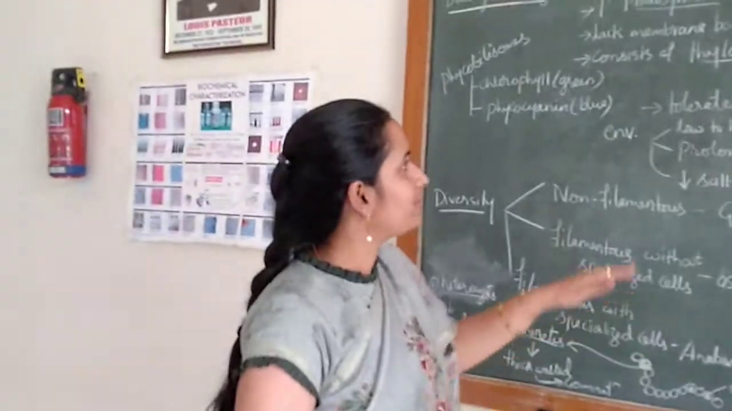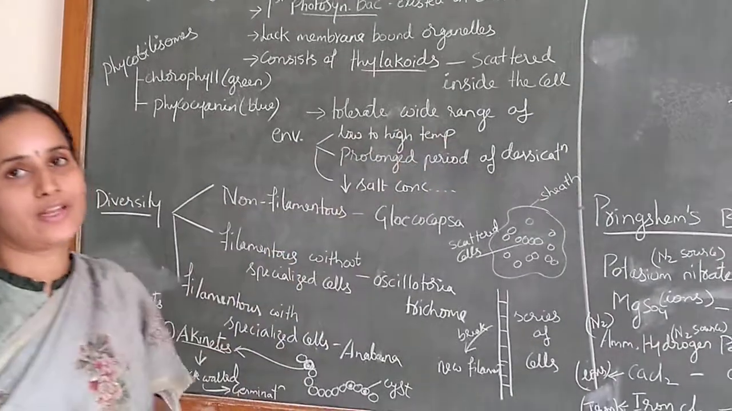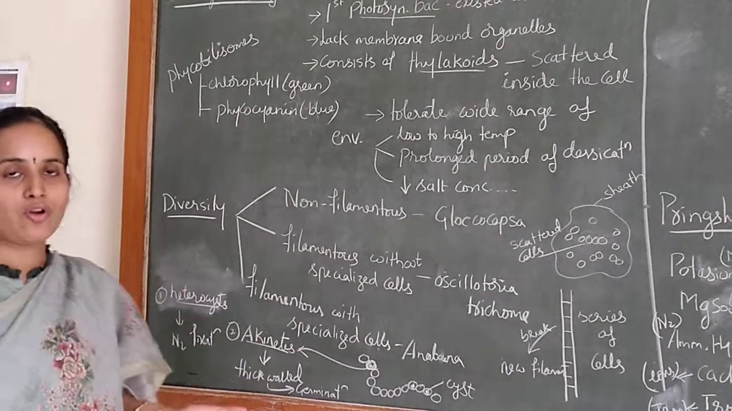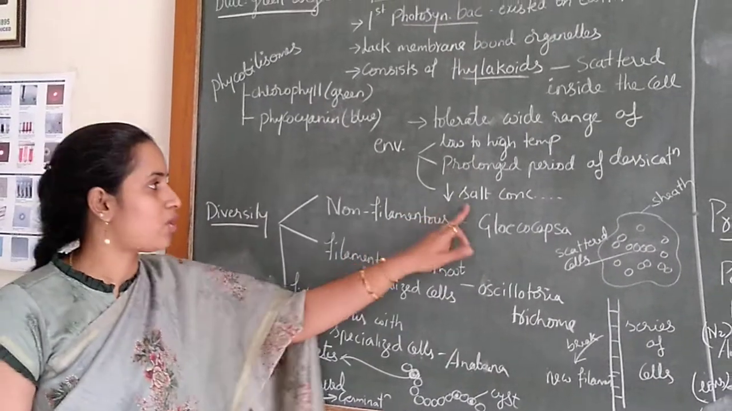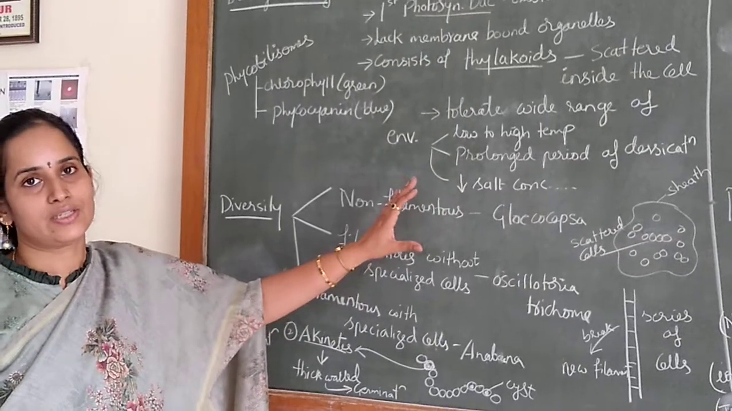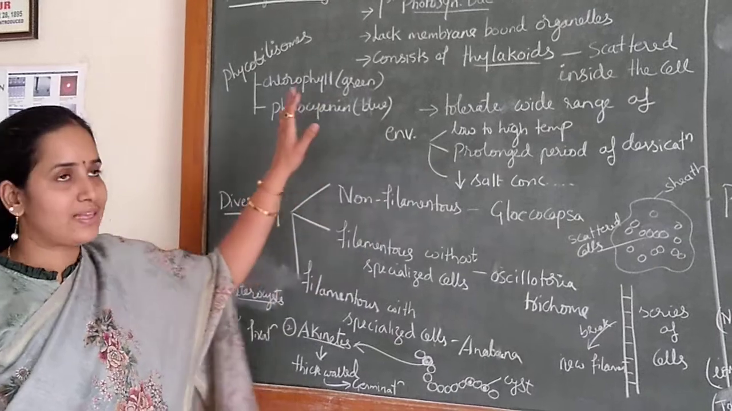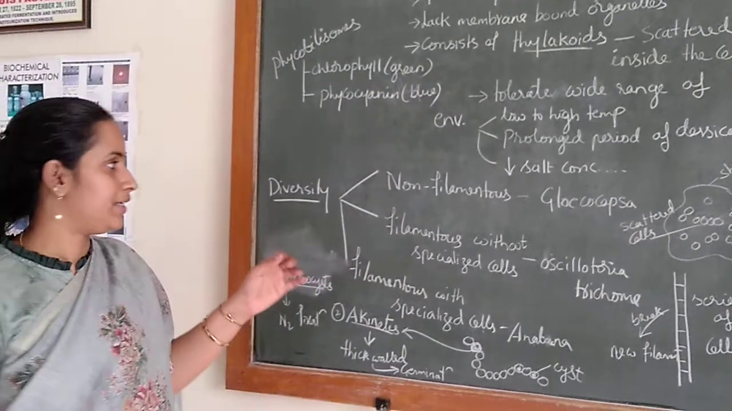One more important feature of cyanobacteria is that they can tolerate a wide range of environments, whether it is temperature, prolonged periods of desiccation, or very low salt concentration. All these varied environmental conditions can be tolerated by cyanobacteria. They can easily grow under those conditions.